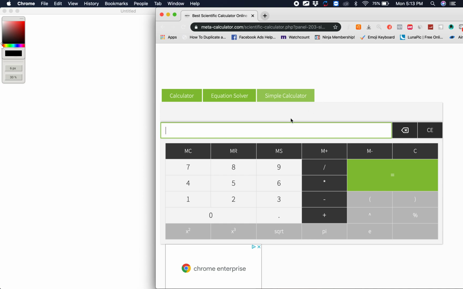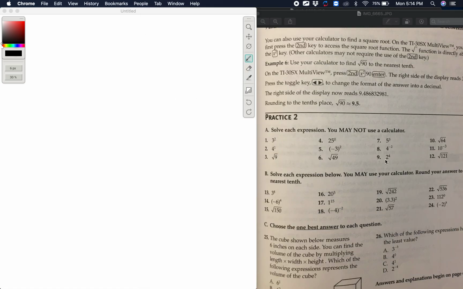Now we have 2 to the power of 4, so 2 times 2 times 2 times 2. So 2 times 2 is 8. Oh, sorry, I said 2 times 2 is 8. I actually meant 4. That's right, 4. Then 2 times 4 is 8. Then 2 times 8 is 16.